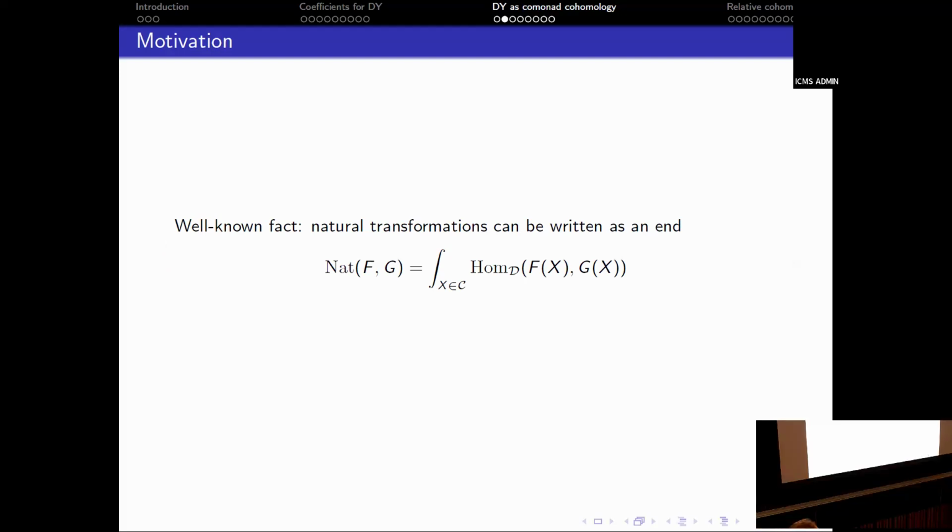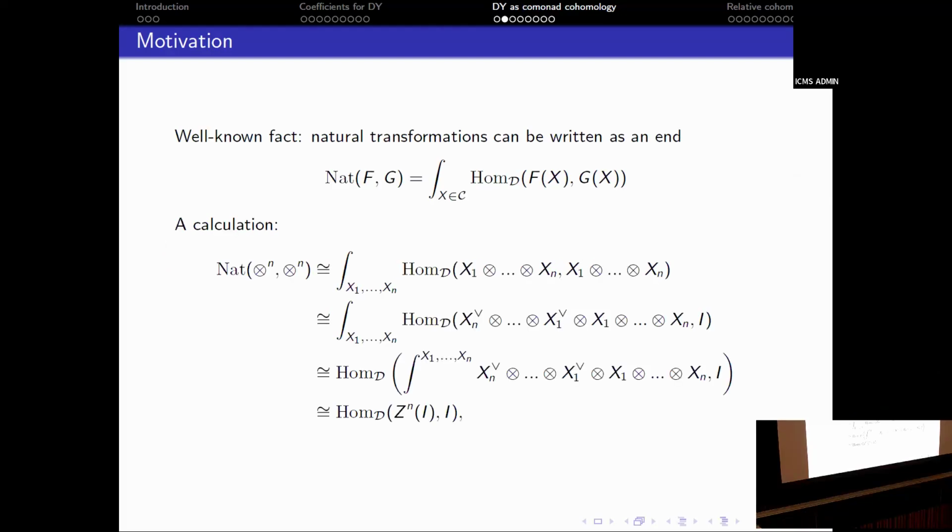This is a very well-known and useful fact, which should appear in more category theory books: natural transformations can be written as an end. An end comes with structure morphisms, which are the components of the natural transformation, and the end implements the conditions you have on the naturality squares.